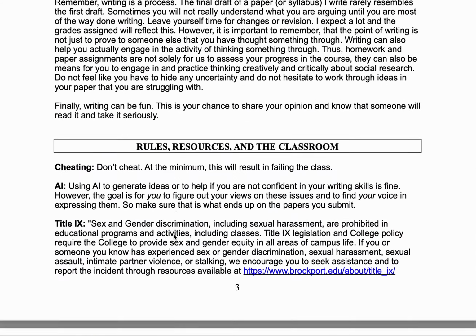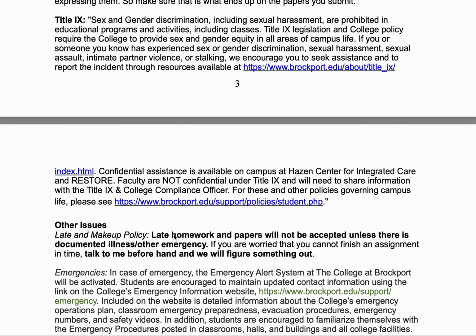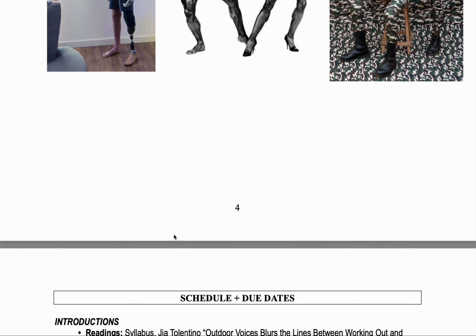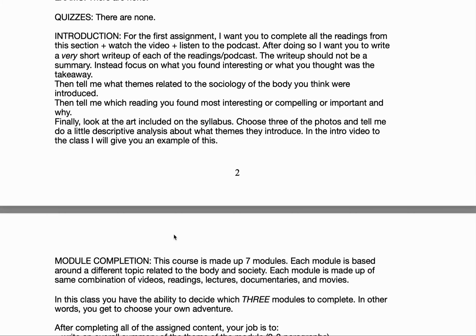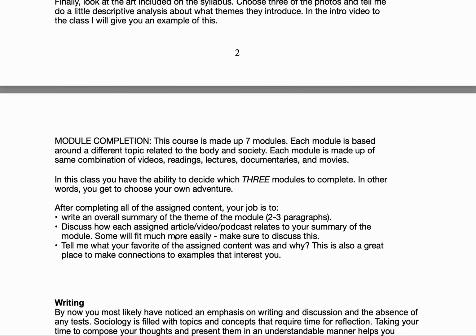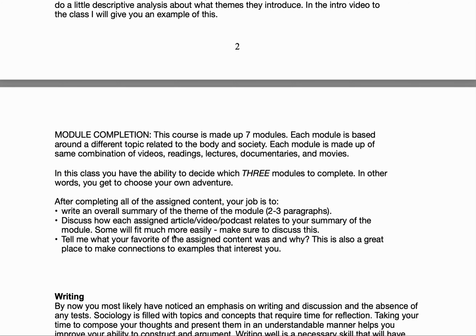So first you have to do the intro assignment. Next thing you have to do is on Brightspace. Sorry for scrolling around so much. On Brightspace, I am providing you with 7 modules, 7 different themes. I want you to choose the 3 that are most interesting to you.